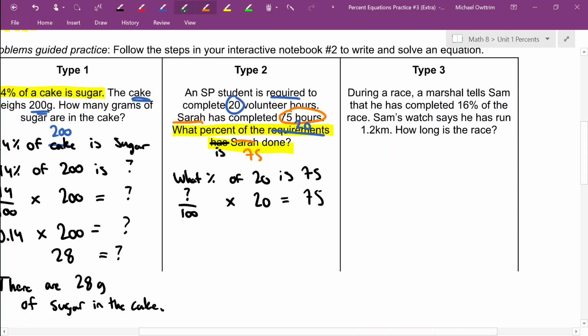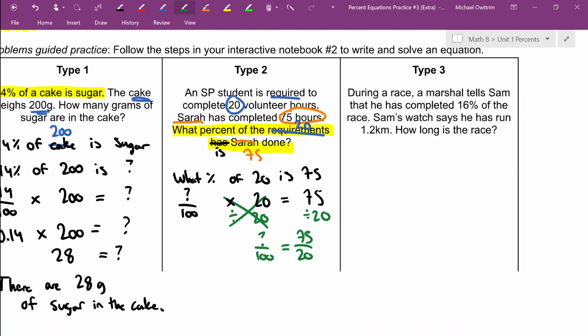I'm going to start this time by undoing the multiply by 20. The opposite of multiplying by 20 is dividing, and what I do to the left side of the equal sign, I need to do to the right side as well. Multiplying and dividing by 20 on that side cancel, leaving me with my question mark out of 100. On the other side, 75 divided by 20 is the fraction 75 out of 20.